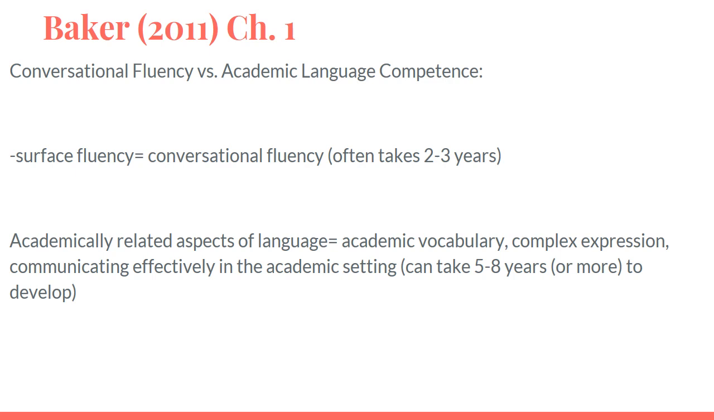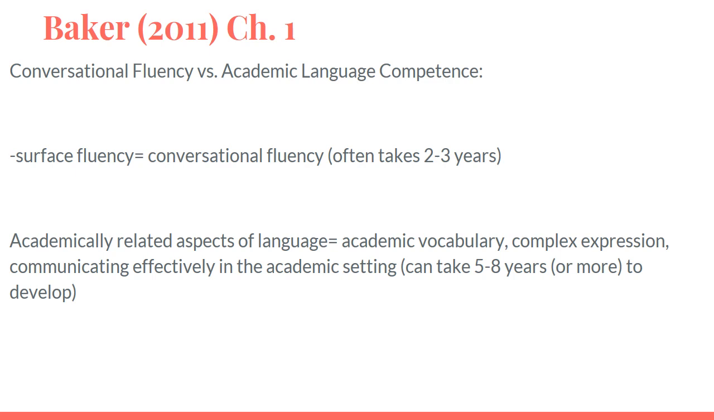Baker also discusses at the end of the chapter conversational fluency versus academic language competence. Conversational fluency, or surface fluency, often takes about 2 to 3 years in the school setting. It means that students can communicate socially, they can answer basic questions in class that don't require extensive or complex language skills. They can in general understand many of the everyday conversations and everyday language that their peers and their teacher uses.